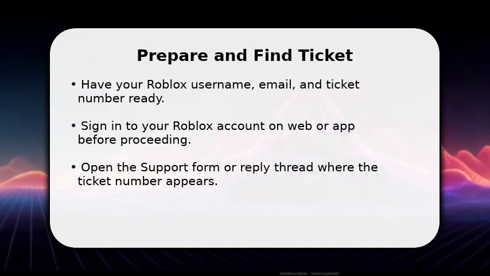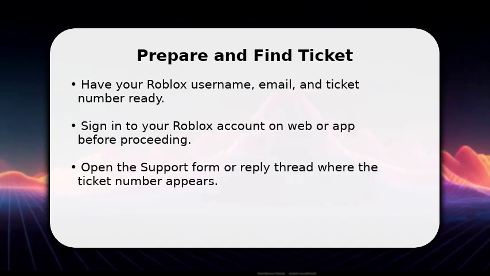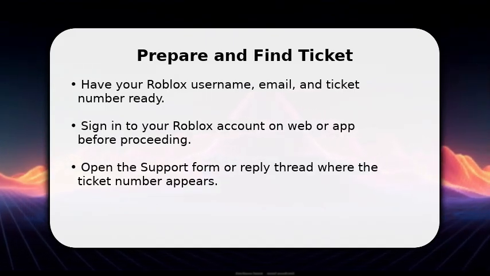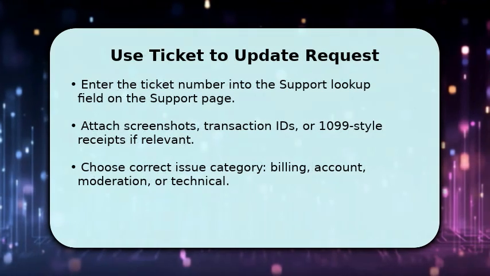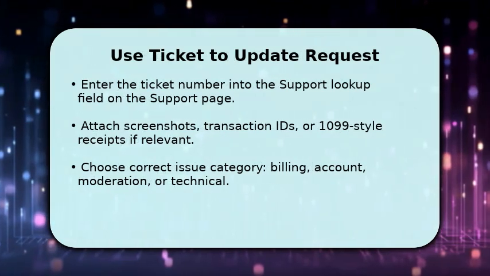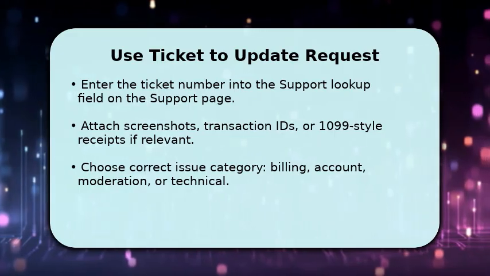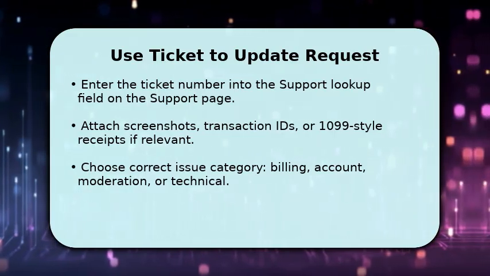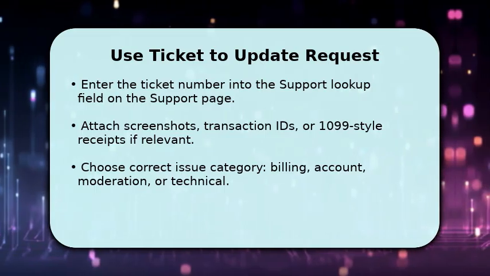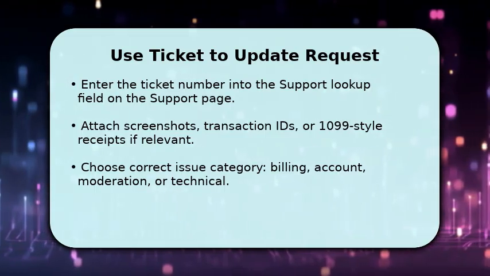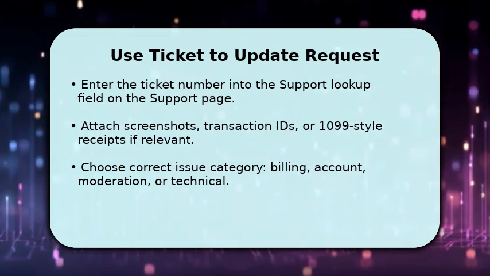If you have it, proceed to the support center and paste the ID where requested to retrieve the full ticket thread. Once the ticket thread opens, update it by adding new evidence and clear, concise details about what changed or remains unresolved. Type your update top-down: short summary, what you tried, then the exact desired outcome. This makes it easy for agents to act.